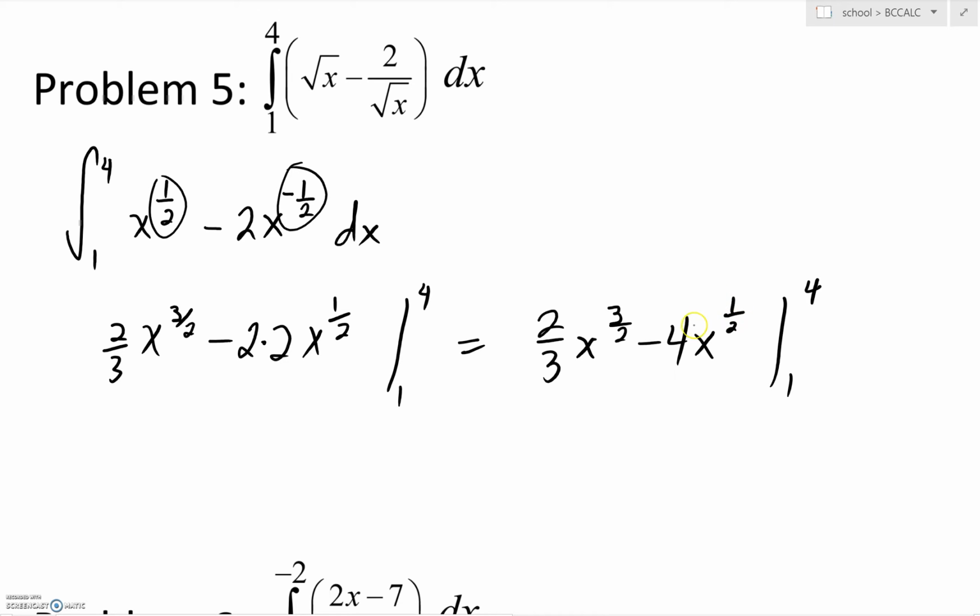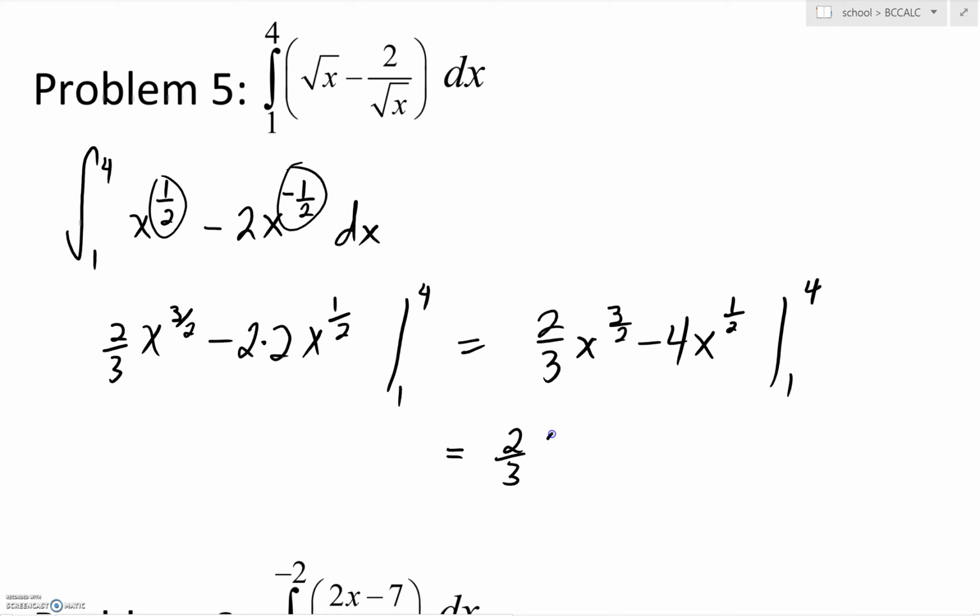Right here, you bring down your 1/2. Half of 4 is 2, so we've got a minus 2. And then you subtract a 1 from your power, you'll have x to the negative 1/2. You can see we're doing this correctly. The fundamental theorem, though, is now going to tell us to plug in our 4.